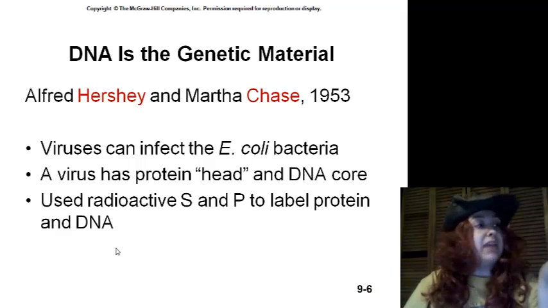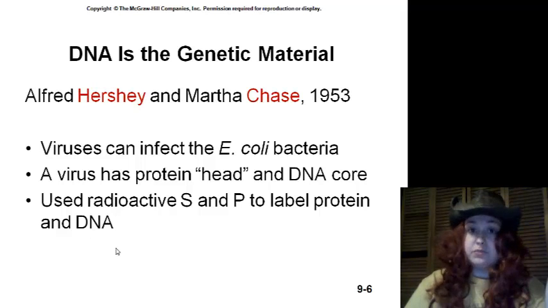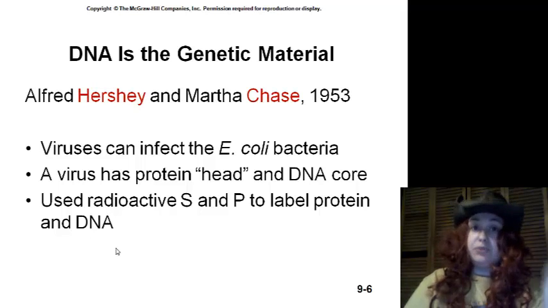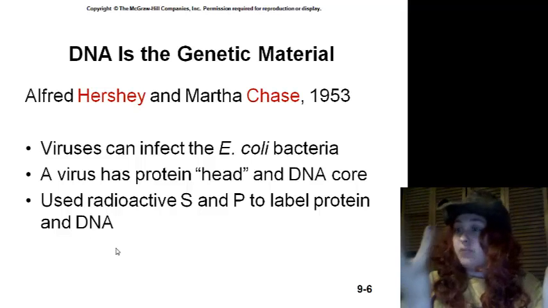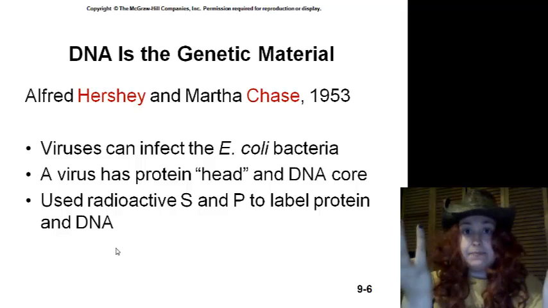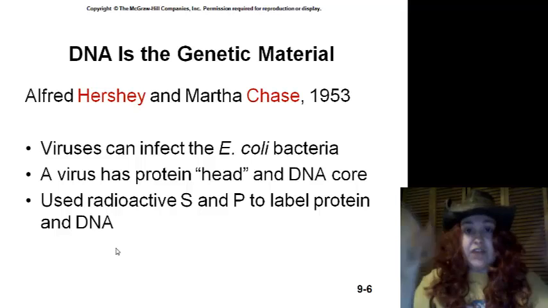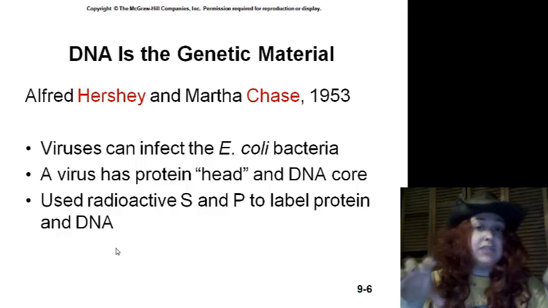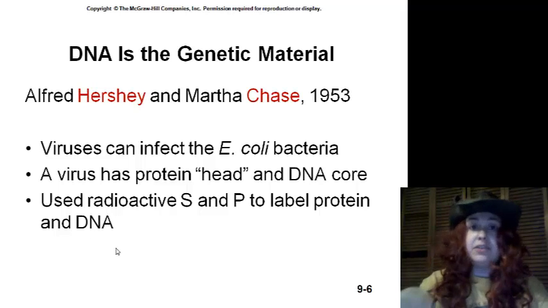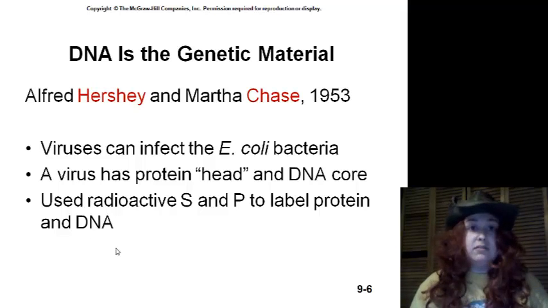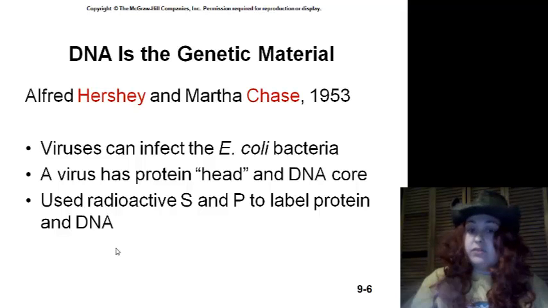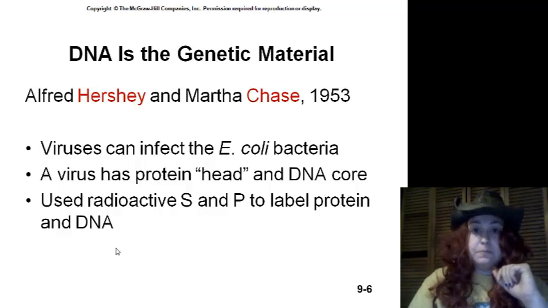They took a batch and radioactively labeled the sulfur on the protein, and they radioactively labeled the phosphorus in another batch, which is in the DNA. They mixed those viruses with those bacteria, let them inject the genetic material, and then they looked at the bacteria. And in one, they didn't see any radioactivity, and in the other they did. So let's take a look.